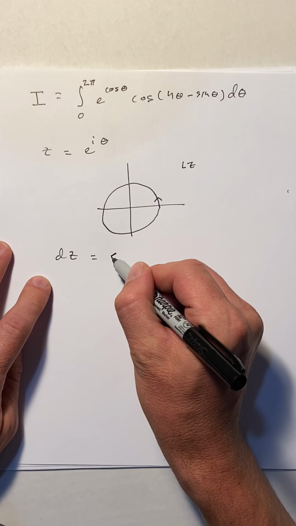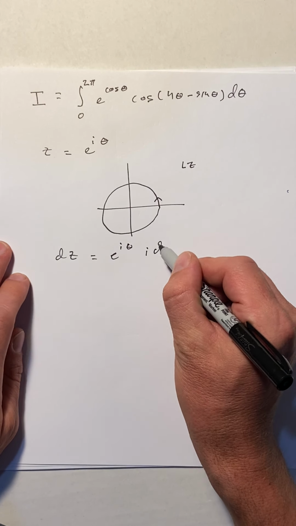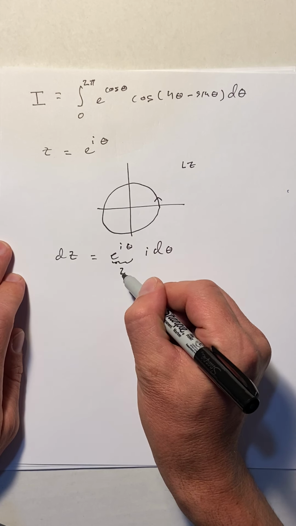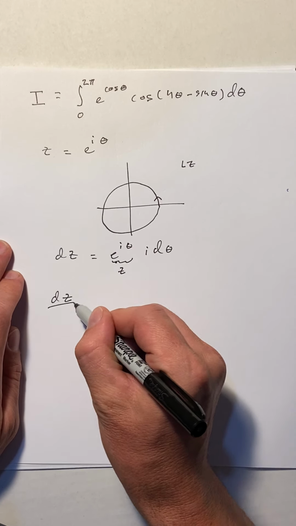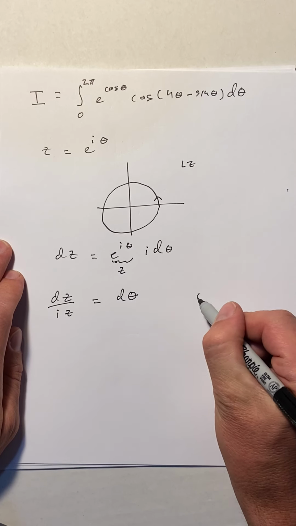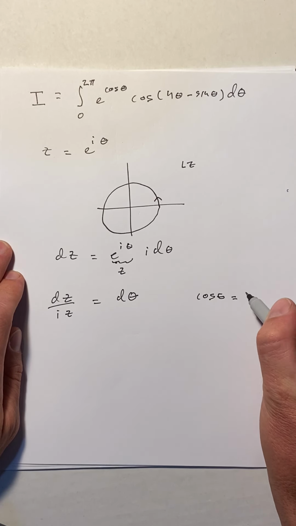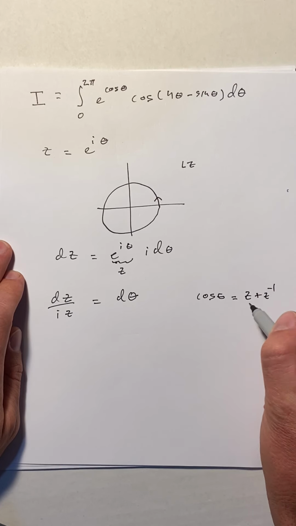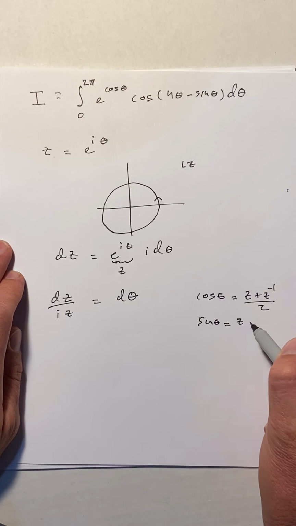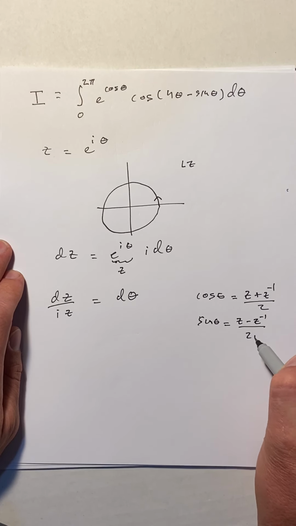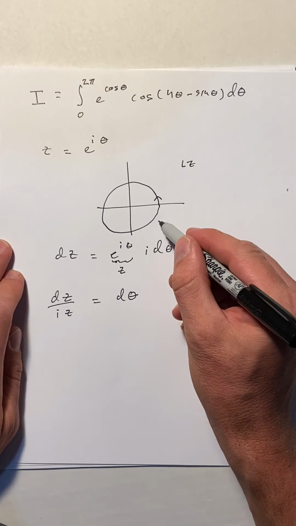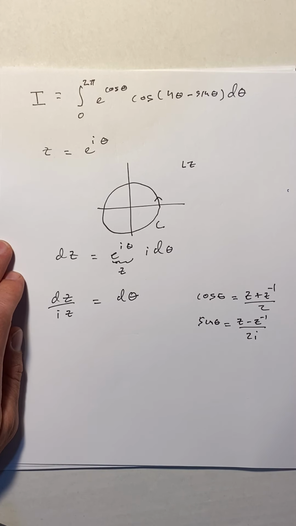Then dz is equal to e to the i theta, i d theta. This is z here. And so dz over iz is equal to d theta. Cosine of theta is going to be equal to z plus z to the minus 1 over 2. Sine of theta is going to be z minus z to the minus 1 over 2i. The integral from 0 to 2 pi will be the integral around this contour.